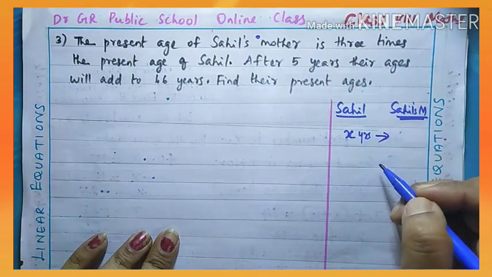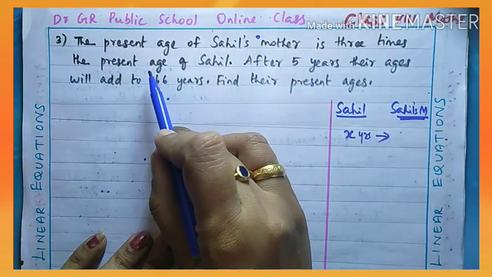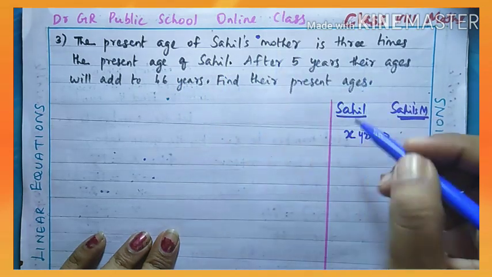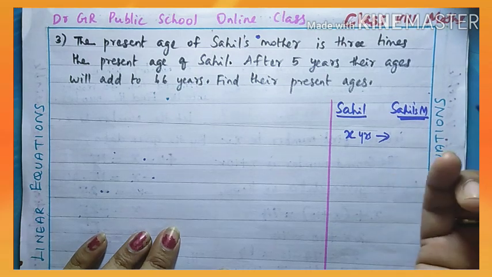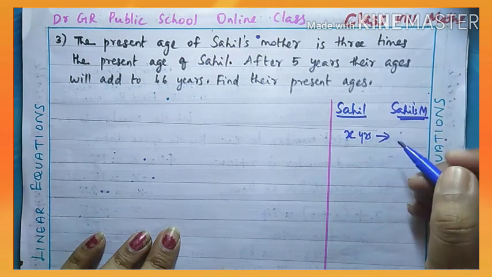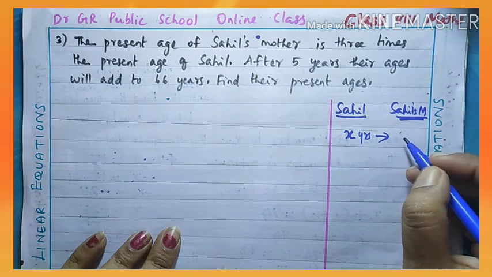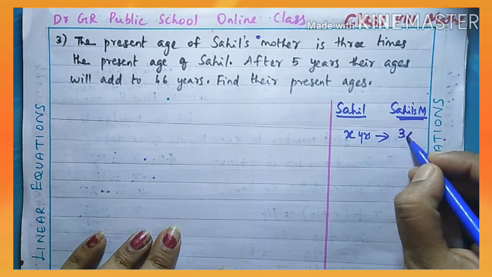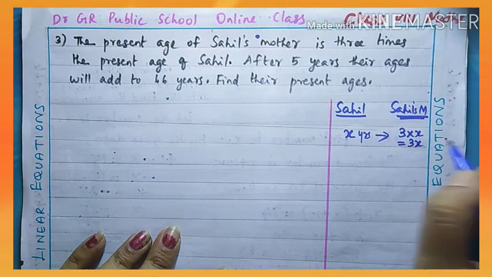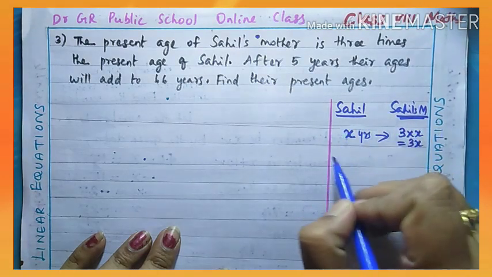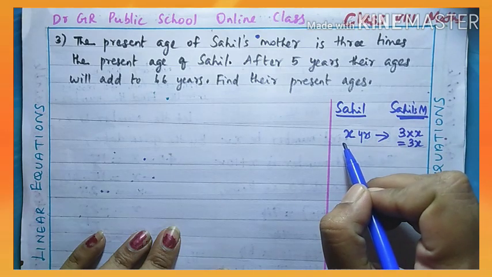Then what is mother's age? What is given about mother's age? Mother is 3 times the present age of Sahil. So what age Sahil is having, that age 3 times. What do you mean by 3 times? Triple. Means you want to multiply by 3. So when x is the age of Sahil, Sahil's mother's age becomes 3 into x, that is 3x. So this is the first relation you are getting from the question: Sahil's mother's age is 3 times Sahil's age.